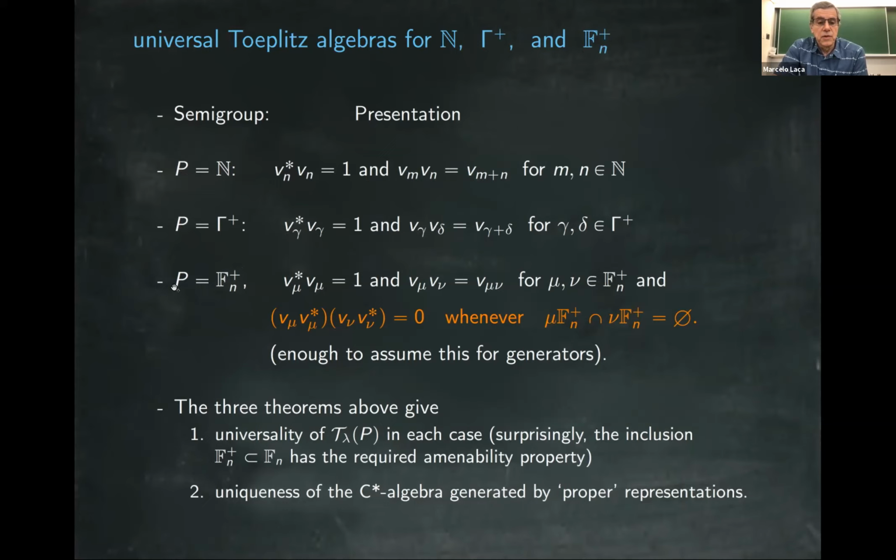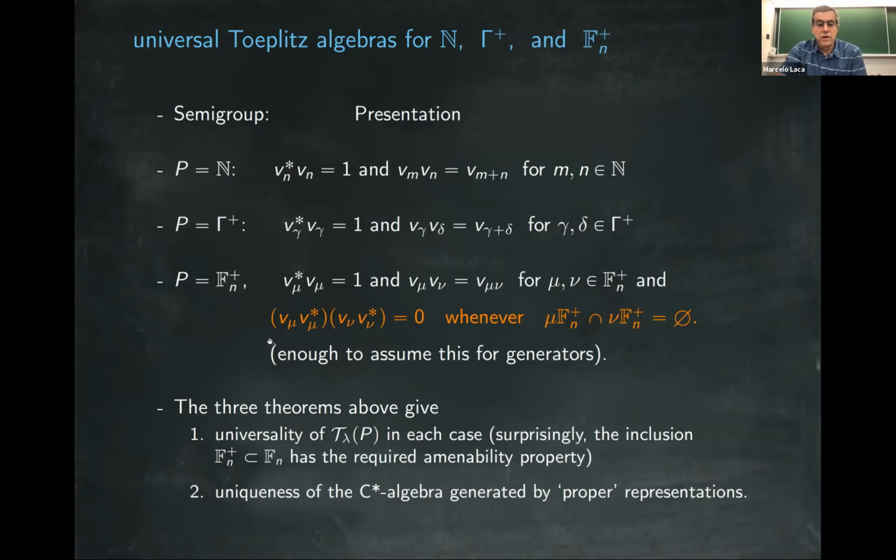And in the third case, where we have the free monoid on N generators, the conditions are the same. They are isometries, and they multiply as in the free monoid, but we require something else. We require that if the cones, so if you have words, here's the subset of words that start with mu, and here's a subset of words that start with nu. If those are not intersecting, then the product of the corresponding range projections has to be 0. And it's enough to assume this for generators, and then it extends to general words.